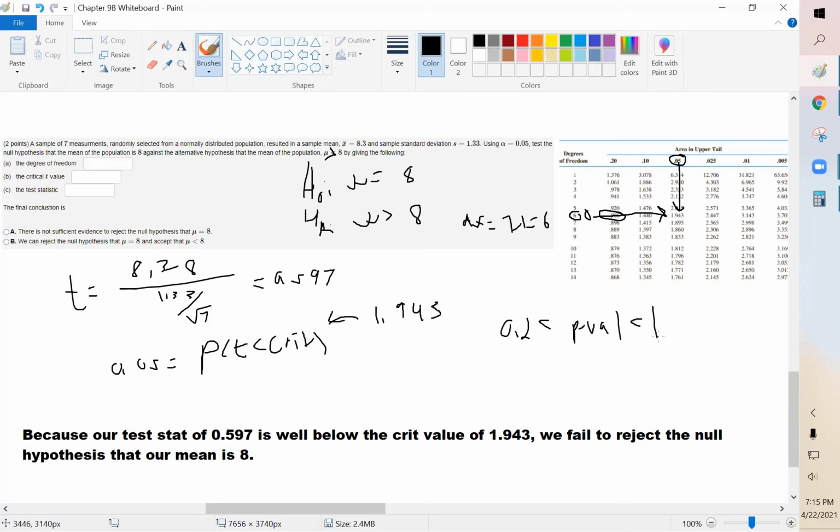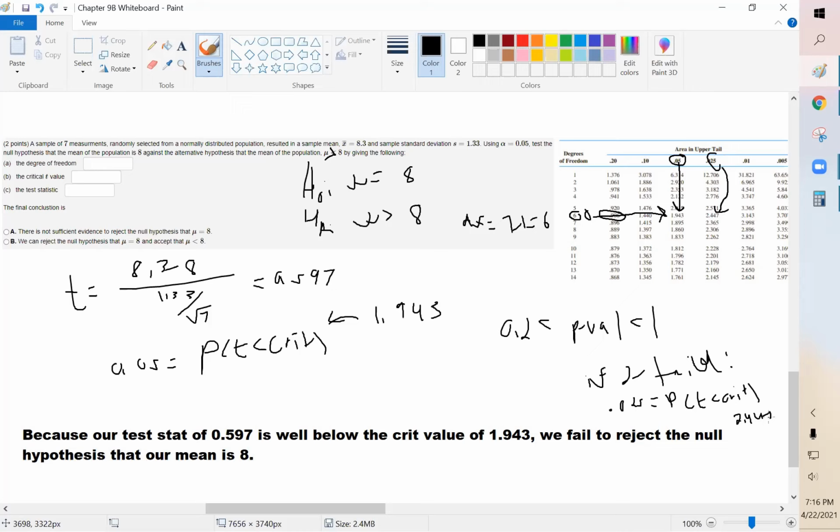Now, all of these were one-tailed because one-tailed is generally harder, but just for the sake of doing two-tailed, here's the only thing that changes. If it was two-tailed, we would have to divide this 0.05 by 2. So we'd have 0.025 equal to P(T less than our critical). So in this case, we'd have 2.447, and our p-value would still be above 0.2. That's the only thing that changes.